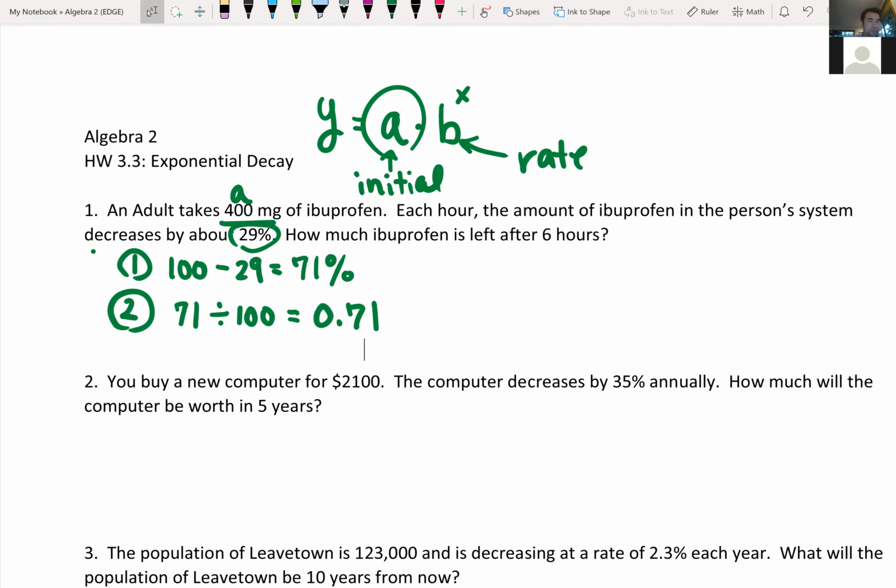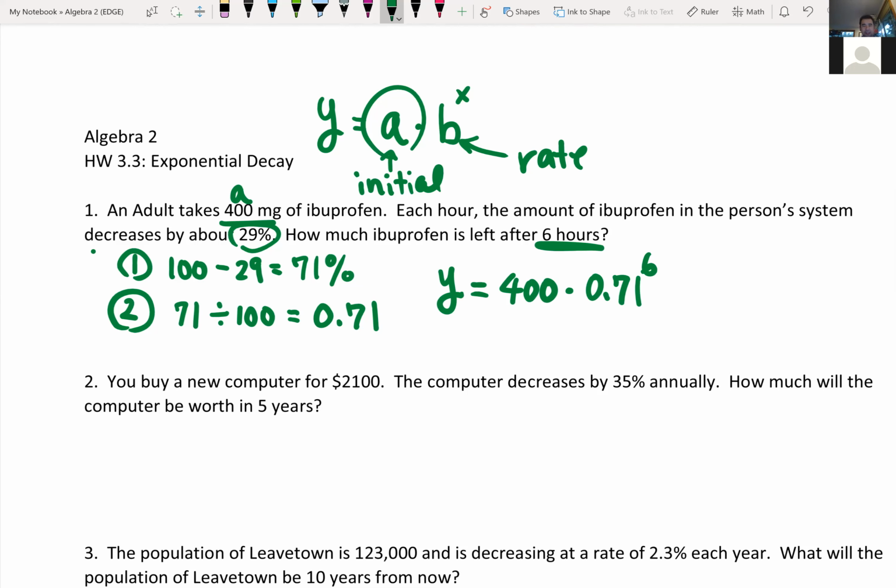Okay, very good. So now let's form the equation. Okay, so it will be y equals initial value 400 milligram times 0.71 to the time, which is 6. The exponent is the time, right? So it will be the 6th power.